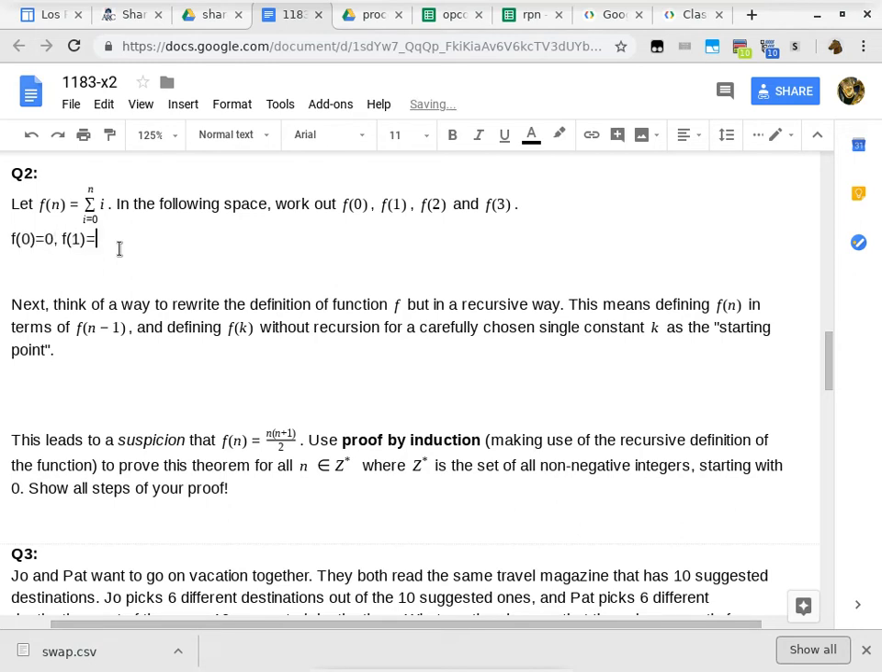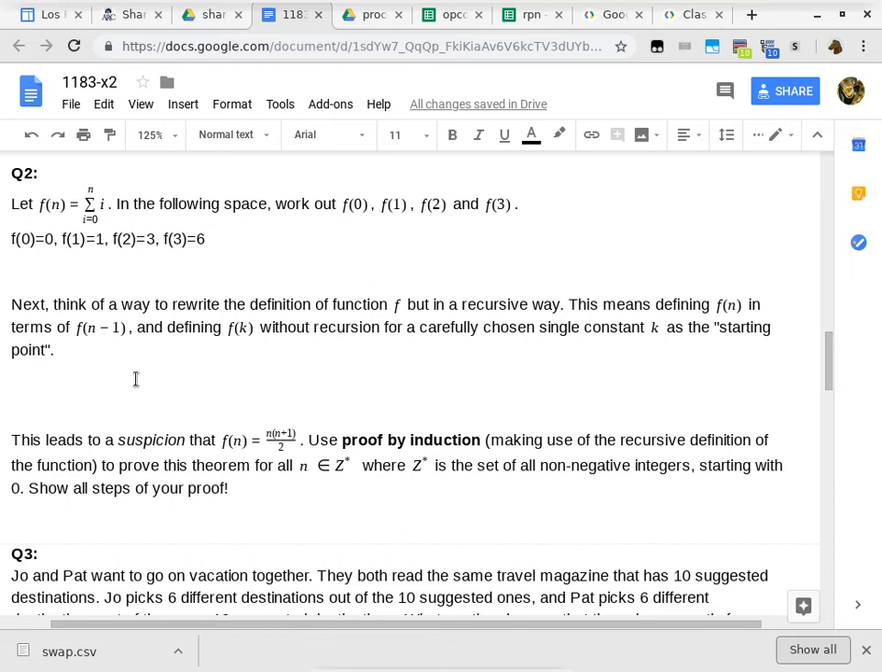F of 1 is 1. F of 2 is 3. And then f of 3 is 6. Okay. So when you look at that particular sequence, you kind of see something here, right? You can see that f of 1 is f of 0 plus 1. F of 2 is f of 1 plus 2. F of 3 is f of 2 plus 3. So there's a certain pattern to it.